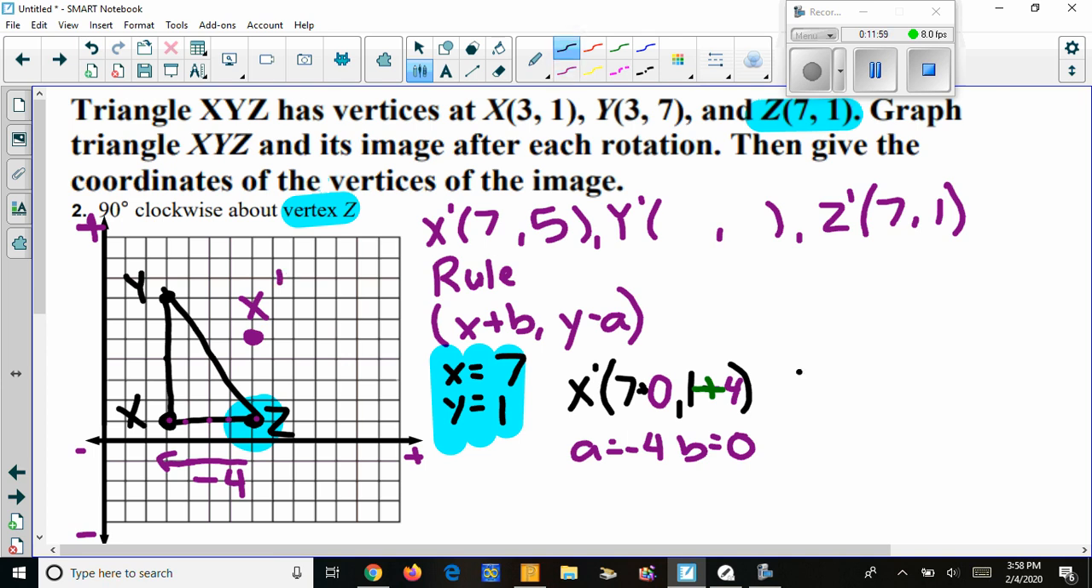Next, we will find Y prime. It's X plus B, 1 minus A. And let's figure out what each of those are. Starting at Z, my vertical to get to Y is 1, 2, 3, 4, 5, 6. Up is positive, so positive 6 for my B. For my A, that's 1, 2, 3, 4 to the left. So that's negative 4.